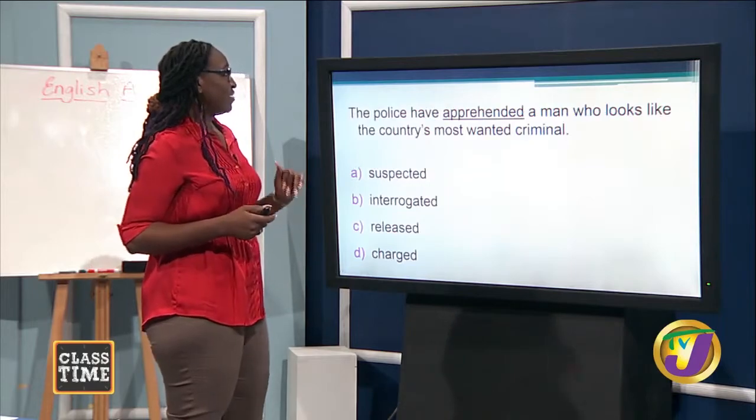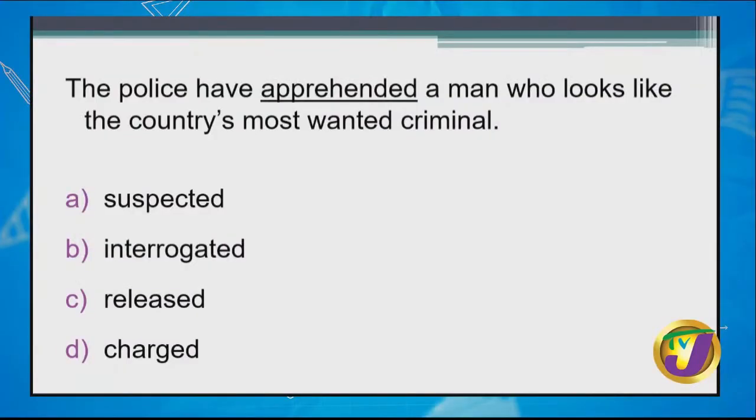The police have apprehended a man who looks like the country's most wanted criminal. We've heard the word apprehended quite a number of times, so we should know what it means. But you can still use the context. Apprehended a man. So what did they do? They caught him.